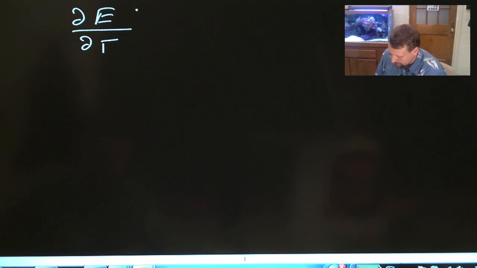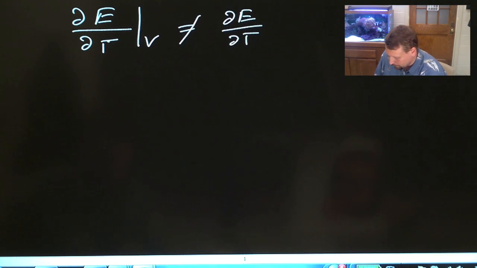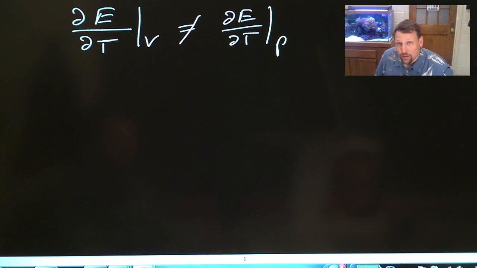We're going to actually solve the problem and show that partial E with respect to temperature, where E is the internal energy, partial E, partial T at constant V is not equal to partial E, partial T at constant P. So how do we do this? How do we start the problem?